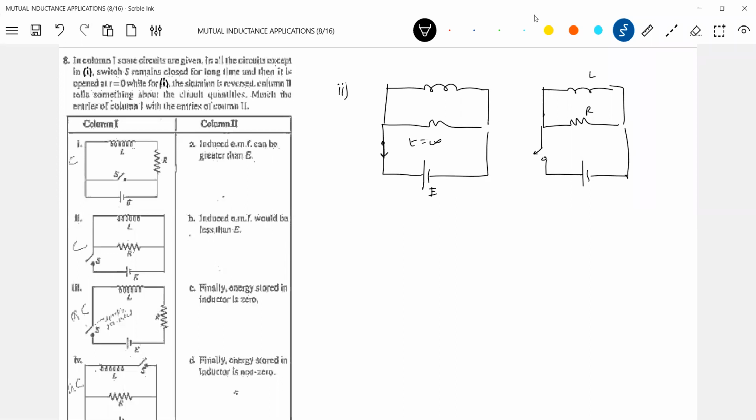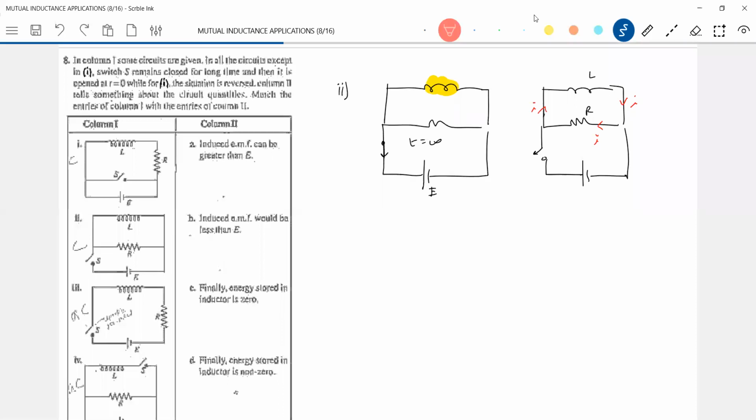Now there's a path for the current to flow here, no? The current will take a path like this. So will any spark be generated here? No spark. Can the induced EMF be greater than E? The induced EMF will be less than E, no? Because the flux will change gradually, since there is a path for the current to flow through the resistor R. So induced EMF would be less than E.